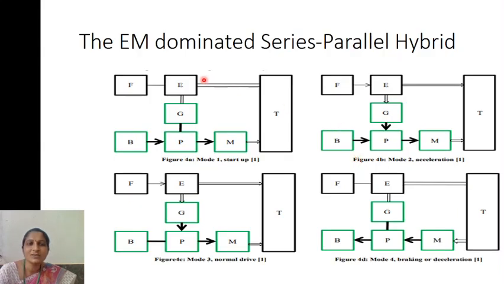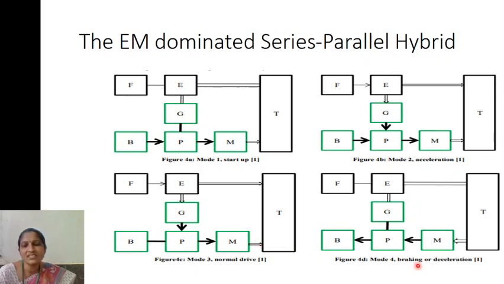Coming to the EM dominated series-parallel hybrid electric vehicle, it also consists of 6 modes of operation. In mode 1, that is startup, only the battery will give the power supply to the electric motor, and this will run the vehicle. In mode 2, acceleration, the battery alone is not enough, so the engine also supplies power to the vehicle. In mode 3, normal drive, the fuel tank feeds the engine, the engine drives the vehicle, and it is also connected to the motor. Both are required in this operation.